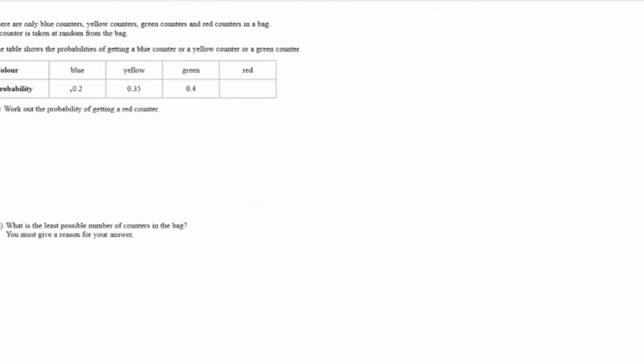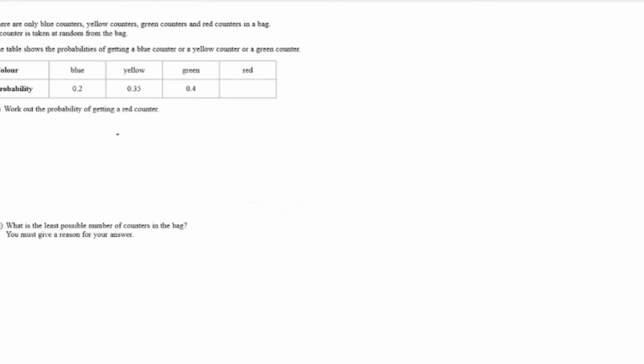Again, we have a table based around colours. This time, though, they are colours of counters: blue, yellow, green, and red. And a counter is to be taken at random. We've got 3 of the 4 boxes filled in this time. So blue is 0.2, yellow is 0.35, and green is 0.4. Part A, work out the probability of getting a red counter.